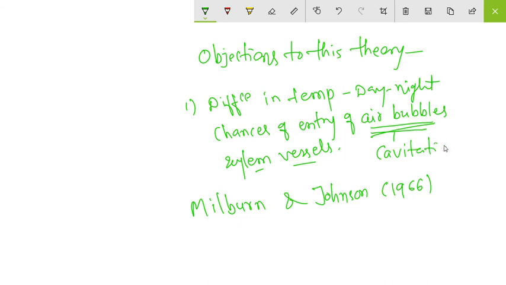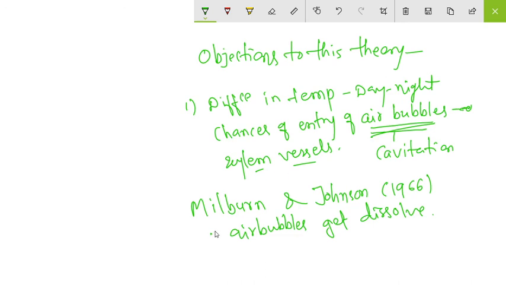Cavitation. So even though there is a cavitation or a creation of gases in the air column or water column, as the temperature decreases during the night time, these gases get dissolved. So the air bubbles get dissolved, and the problem automatically gets solved.